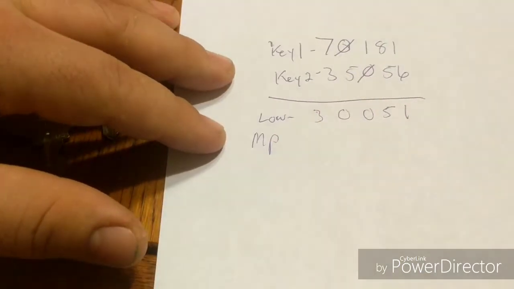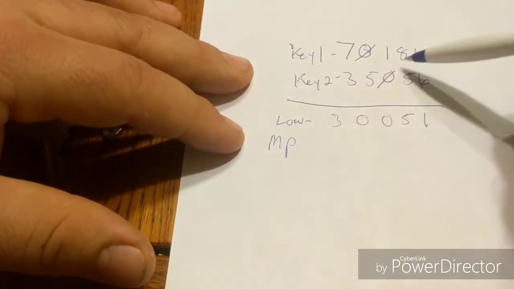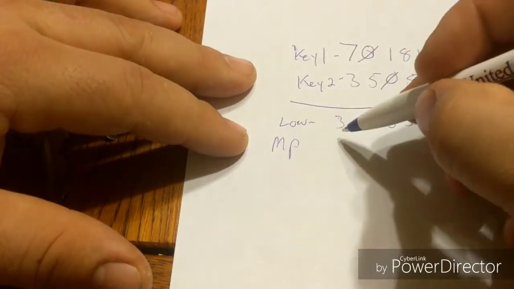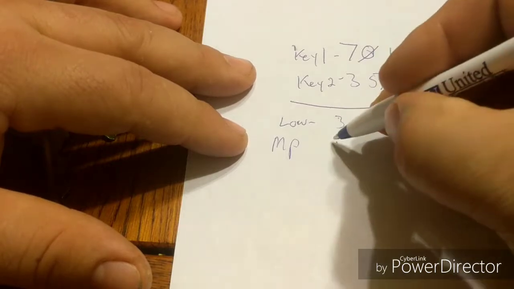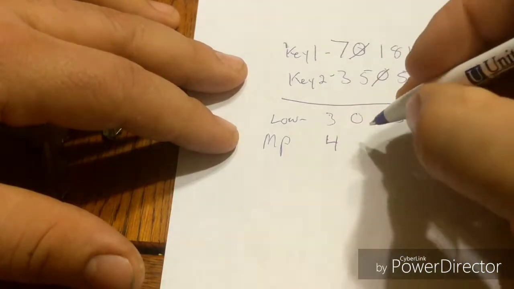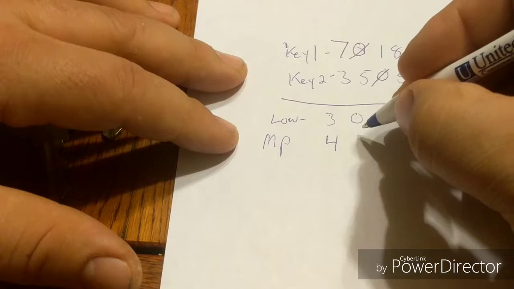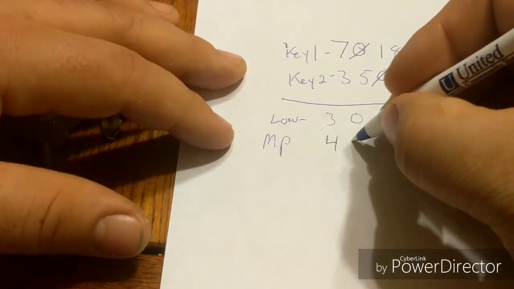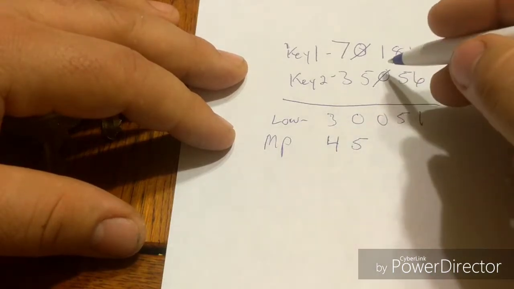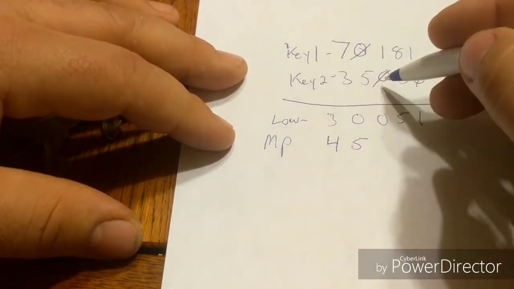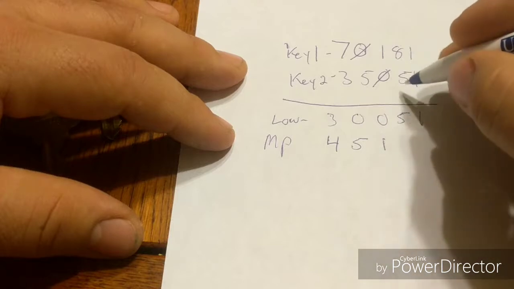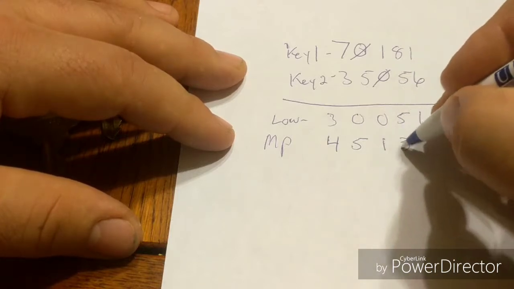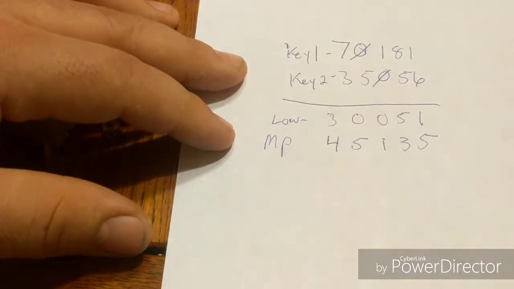Now, the master pin, or MP, right here is going to be the difference of these two numbers. So 7 and 3 is going to be a 4. Sorry, my pen doesn't like to write. 5 and 0, the difference is 5. 1 and 0, the difference is going to be 1. 8 and 5, the difference is going to be 3, and 6 and 1 is going to be 5.